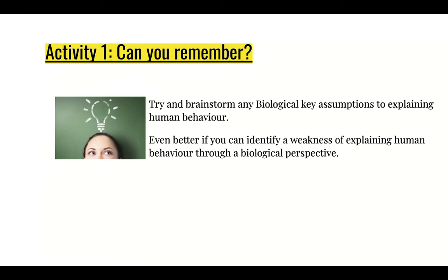So the first activity you're going to be covering today is you're going to try and brainstorm, see what you can remember from the biological approach, any key assumptions to explain human behaviour. So how does the biological approach attempt to explain behaviour? And it's even better if you can identify a weakness of explaining behaviour from this perspective. Note that down as well. So you just need a pen and paper right now, and you're just going to try and brainstorm without any help, without any notes. You're going to have 3 minutes to complete this task.